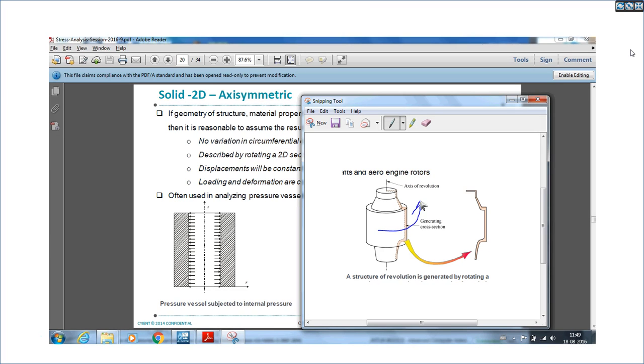There cannot be any force acting along the circumferential direction. The force can act along this direction or this direction, but it cannot act along the circumferential direction. Only these two forces we need to consider. If a model is having a force, or the cylinder is subjected to this type of loading, we cannot do an axisymmetric problem. We have to go for a 360 degree model.